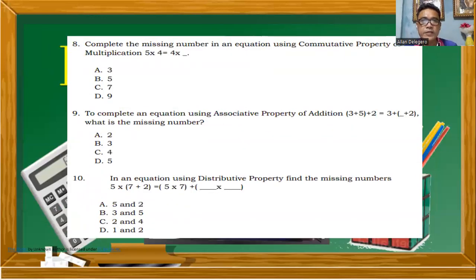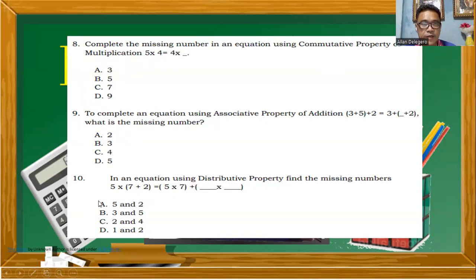8. Complete the missing number in an equation using commutative property of multiplication. 5 times 4 equals 4 times blank. Number 9, to complete an equation using associative property of addition, 3 plus 5 plus 2 equals 3 plus blank plus 2. What is the missing number? A, 2. B, 3. C, 4. D, 5.